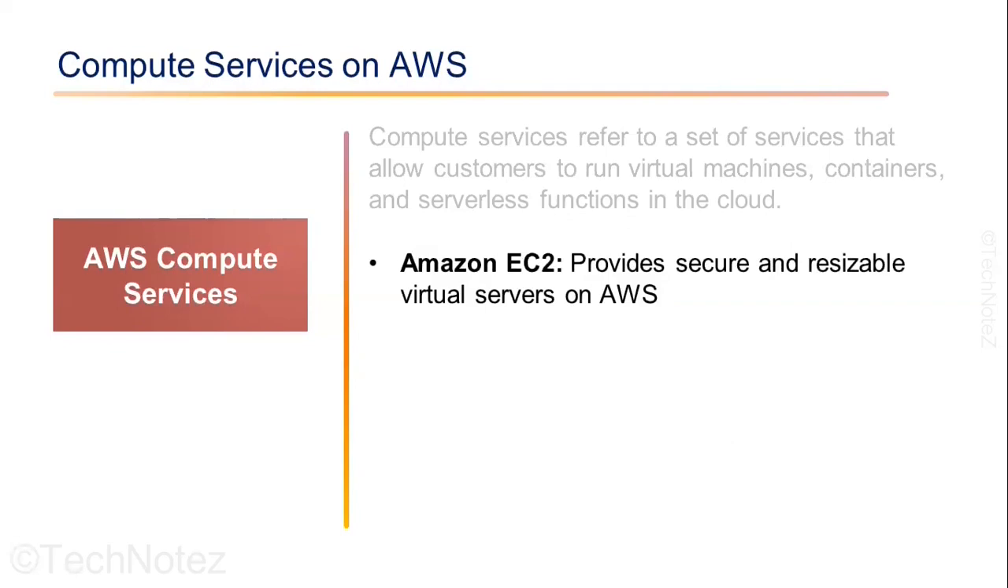EC2 is a scalable and flexible cloud computing service that allows users to launch virtual machines with a variety of operating systems, configurations, and storage options. EC2 provides a range of instance types that can be used for a variety of computing needs, from simple web hosting to complex, high performance computing workloads.